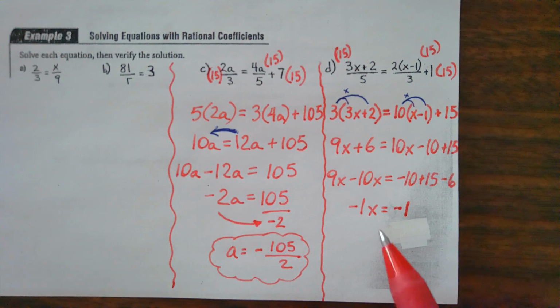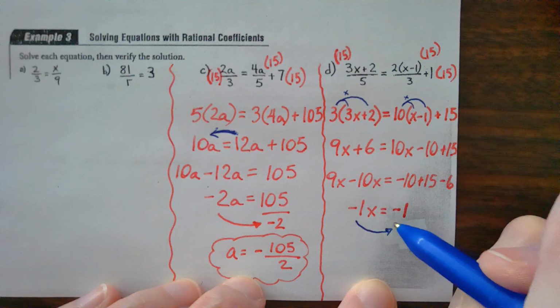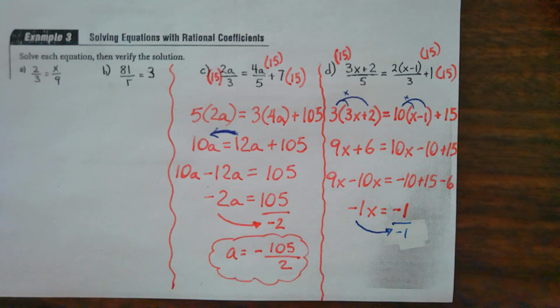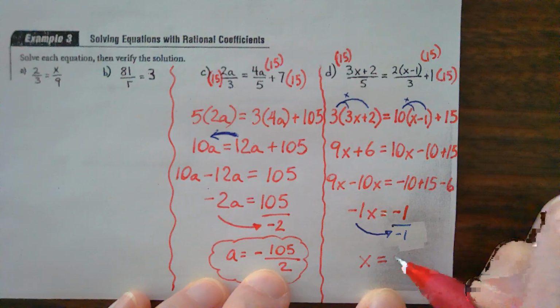Okay. So as James said, do I have to put negative 1x? Can I just put negative x? Yes. I just put negative 1x to show you guys that you still have to divide it by the negative 1 when you move it. So x equals positive 1.